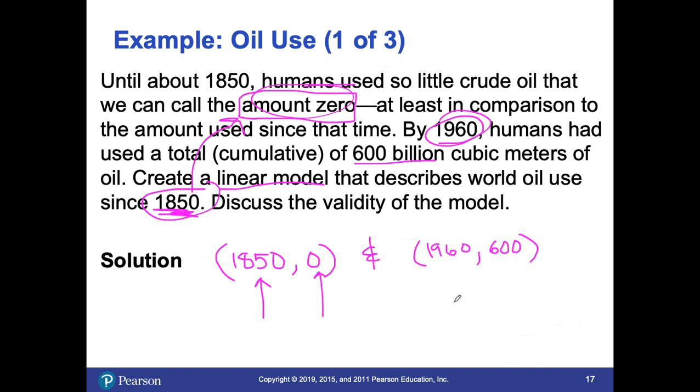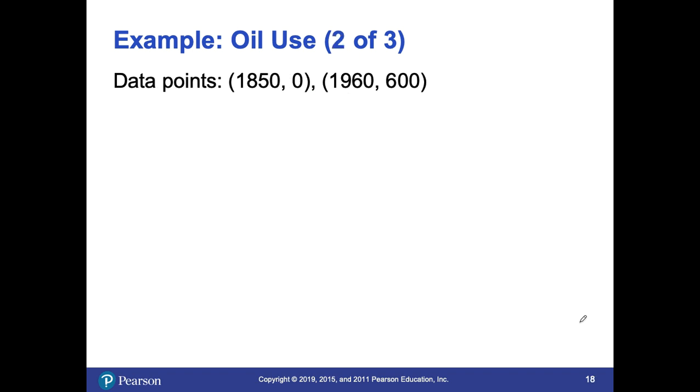And our second point, again, being the independent year, 1960, and our dependence on oil obviously increased by quite a bit. Remember, this is 600 billion, in billion cubic meters. And I can only imagine what it is now. So I'll go ahead and rewrite that again here, or type that anyway. So let's go ahead and find the slope.